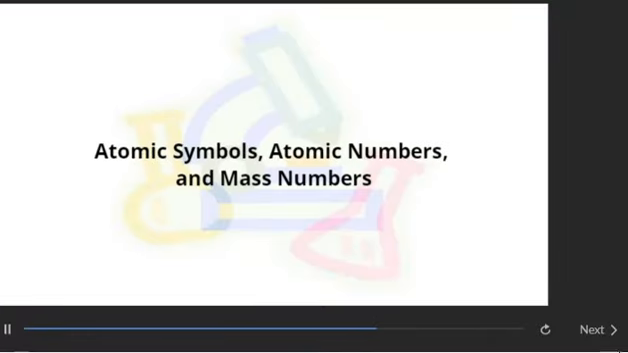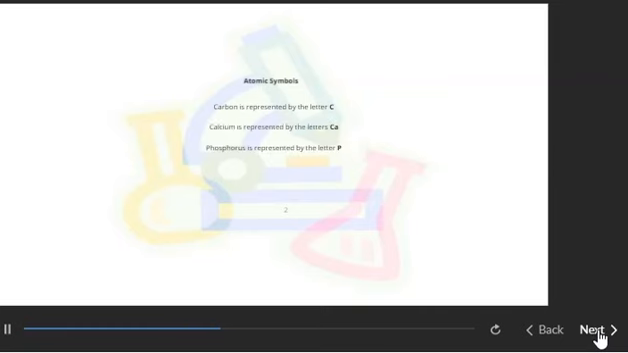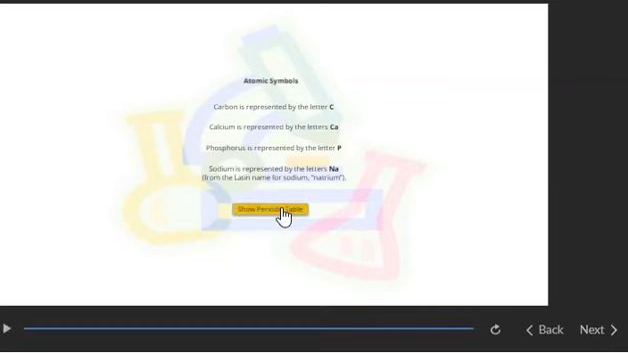Welcome to Atomic Symbols, Atomic Numbers, and Mass Numbers. The atoms of all elements are represented by atomic symbols. An atomic symbol is described as a one- or two-letter notation used to represent an atom corresponding to a particular element. When the symbol has two letters, only the first letter is capitalized. A complete list of atomic symbols can be found by clicking the Show Periodic Table button.